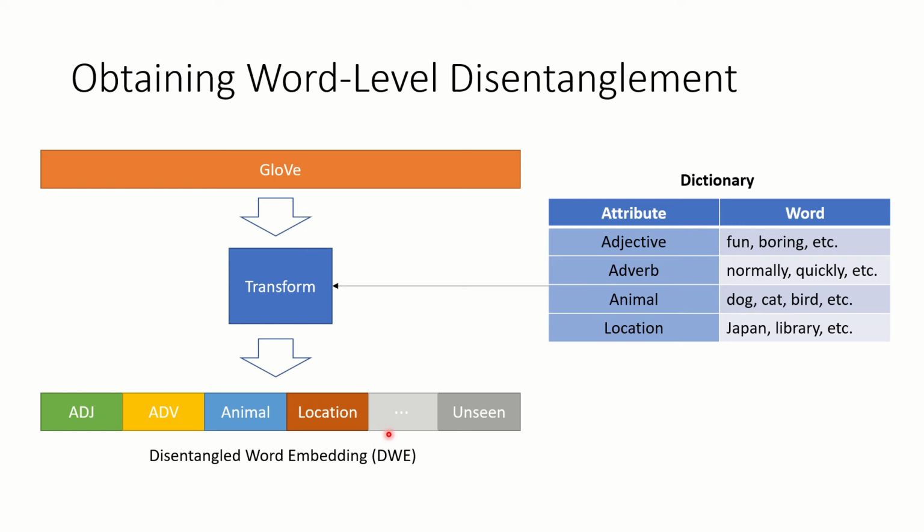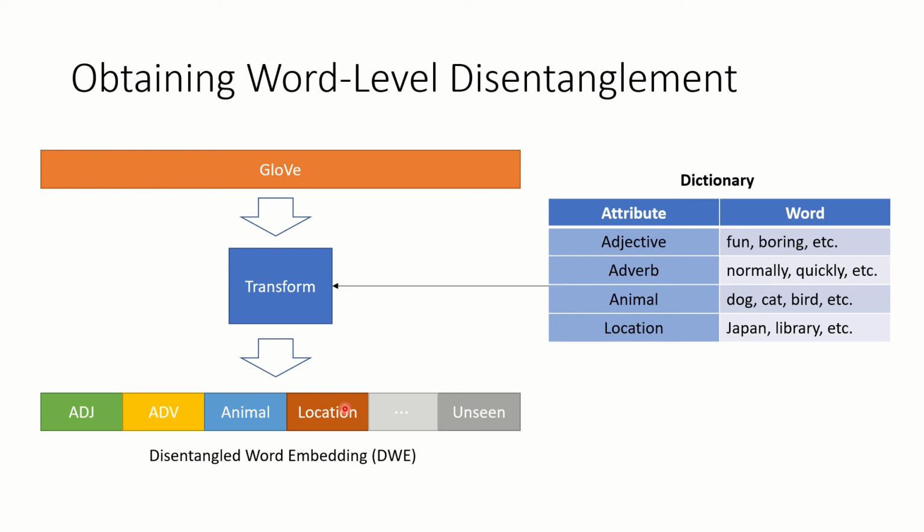Our DWE can be regarded as a concatenation of multiple sets of subembeddings. Ideally, information encoded in the original word embeddings will be extracted and separately encoded in different subembeddings. We expect that each subembedding set will be responsible for encoding a specific semantic or syntactic attribute, such as adjective, adverb, or semantics relevant to animal or location.